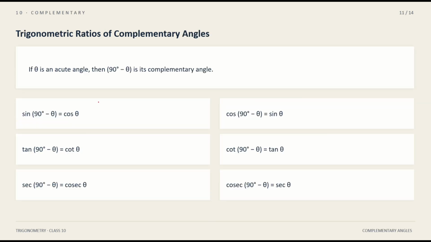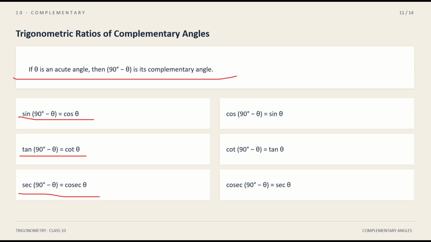by using the trigonometric ratios. If theta is the acute angle, then 90 minus theta is its complementary angle, and we can know that sin 90 minus theta is cos theta, tan 90 minus theta is cot theta, sec 90 minus theta is cosec theta, and cos 90 minus theta is sin theta, cot 90 minus theta is tan theta, and cosec 90 minus theta is equal to sec theta.